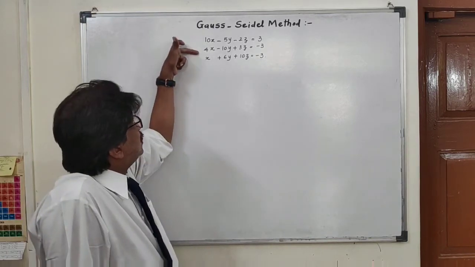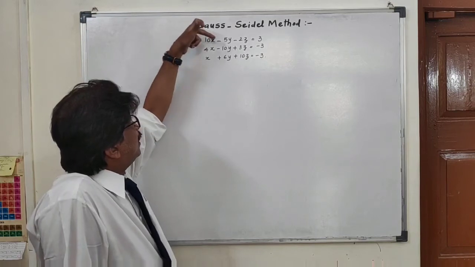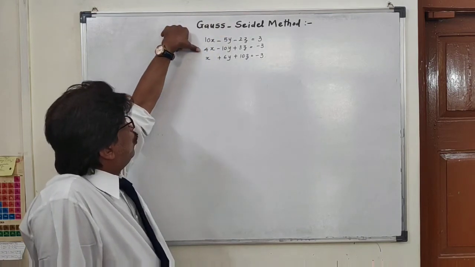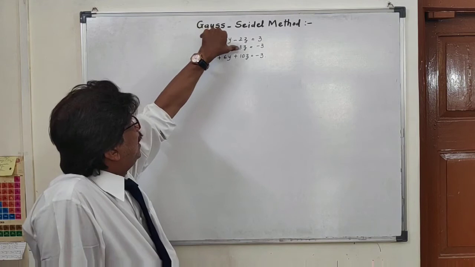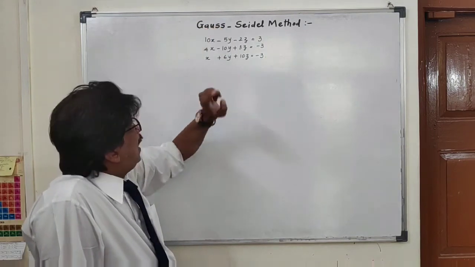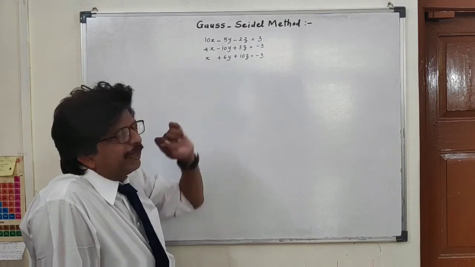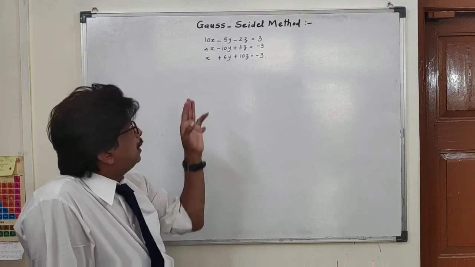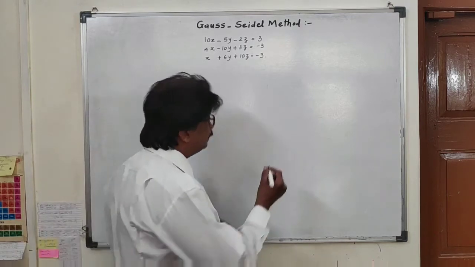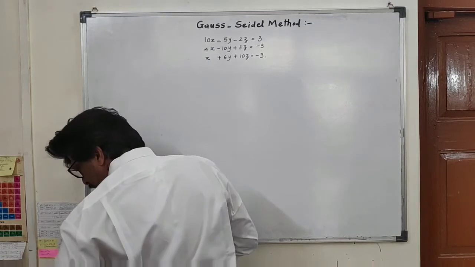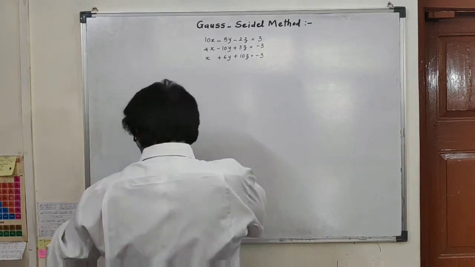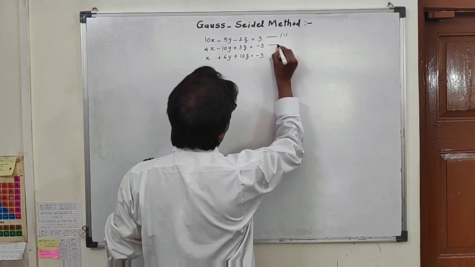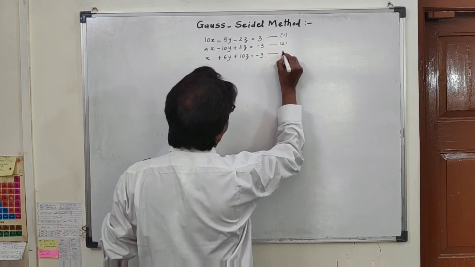So these three equations: 10x minus 5y minus 2z equal to 3, 4x minus 10y plus 3z equal to minus 3, and x plus 6y plus 10z equal to again minus 3. This is equation number 1, equation number 2, equation number 3.